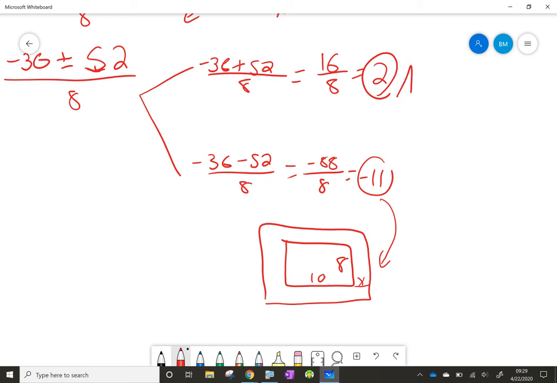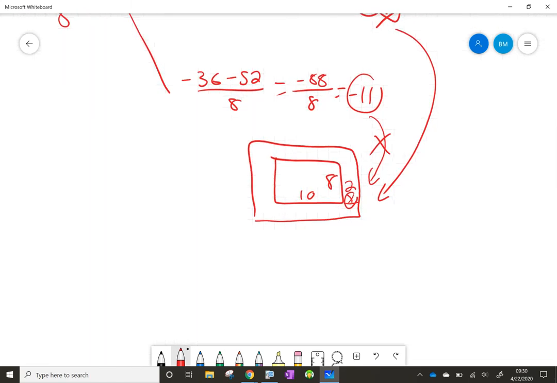The only number that makes sense for our answer is a positive number, like 2. If x is 2, that means the width of the frame is 2 inches wide. So the width of our frame must be 2 inches wide, which is good. So width of frame is 2 inches, not -11, because obviously you can't have -11 inches. It doesn't make sense. 2 inches wide.